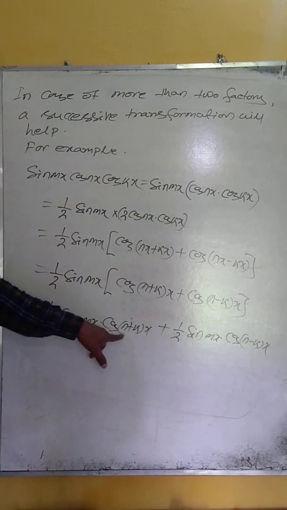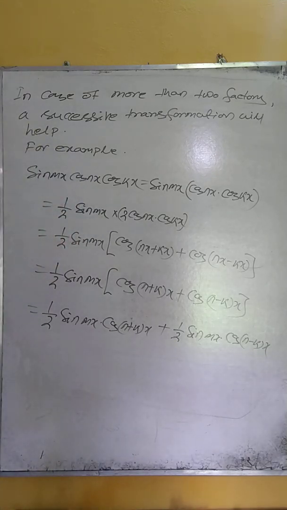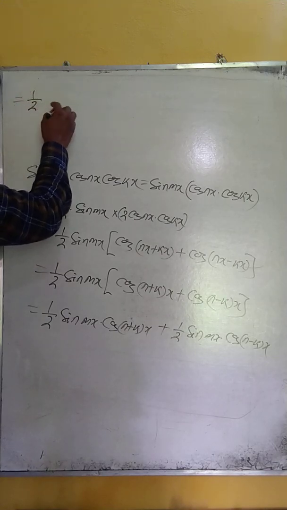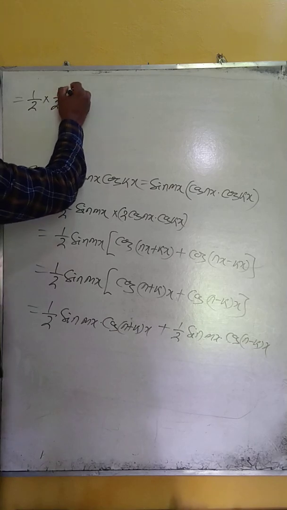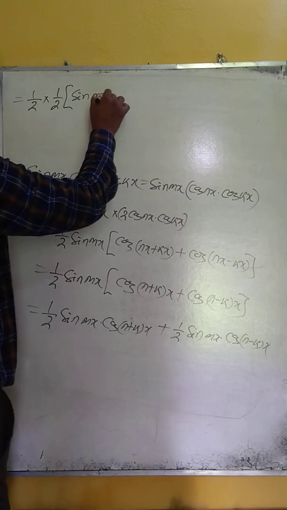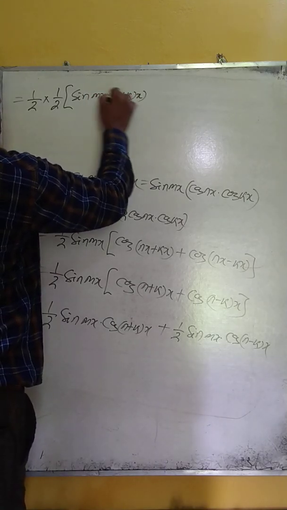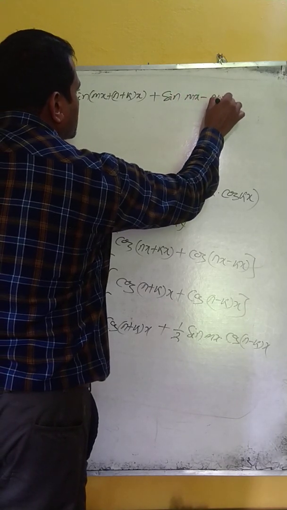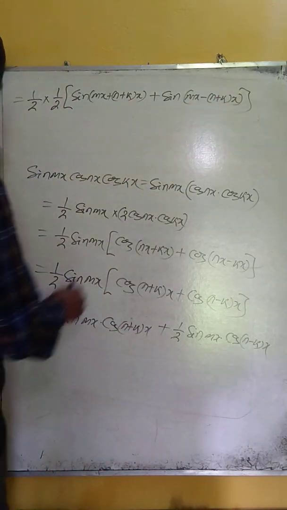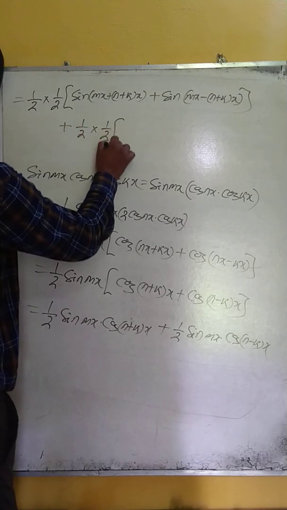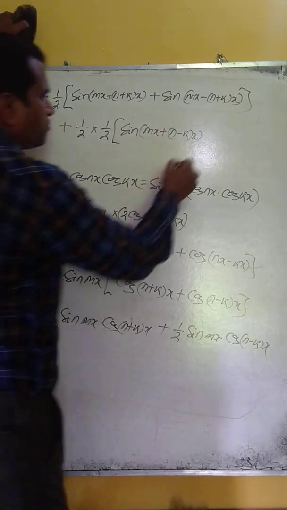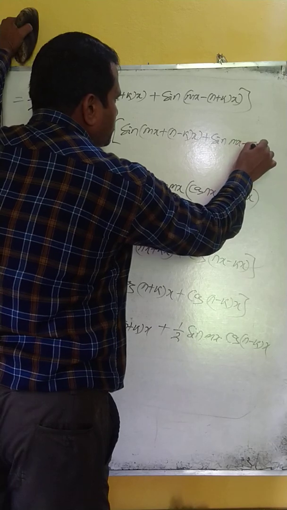Here we put sin alpha into cos beta, that equals 1 by 2 whole into sin alpha plus beta plus sin alpha minus beta. So we put that equal to 1 by 2 whole into 1 by 2 sin (mx plus (n plus k) x) plus sin (mx minus (n plus k) x), also plus 1 by 2 whole into 1 by 2 sin (mx plus (n minus k) x) plus sin (mx minus (n minus k) x).